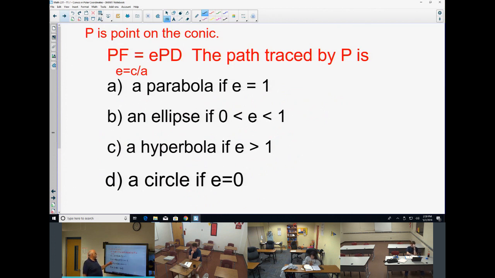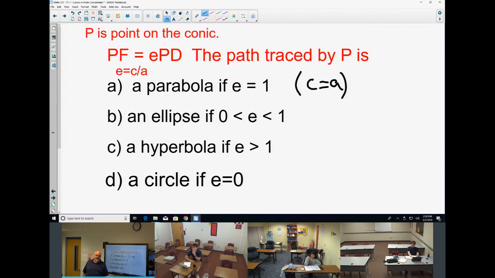So if E is 1, which means that C is equal to A, it's a parabola, because a number divided by itself is 1. It's an ellipse if E is between 0 and 1. It's a hyperbola if E is greater than 1. And it's a circle if E is equal to 0.